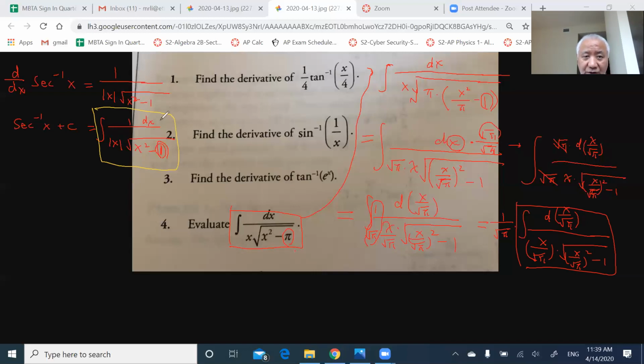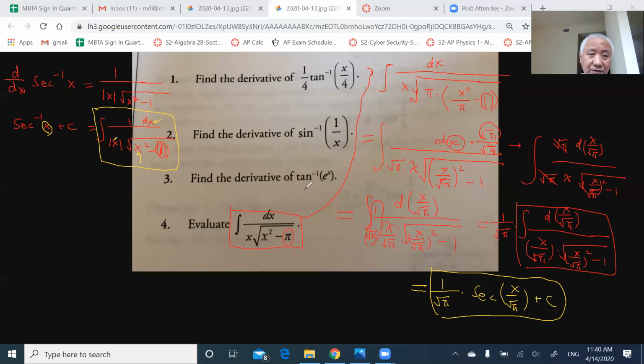Just say each of the x is substituted by x over square root pi. So the final answer, this one will be what? 1 over square root pi, right? But here, instead of putting it as x, we can put x over square root pi. So that means secant inverse of x over square root pi plus c. That's the answer here, right? A secant inverse about here. So this is secant inverse here, okay?